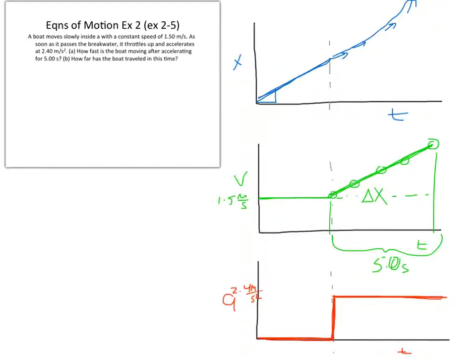This bottom area right here is just a rectangle. So I'll call that displacement 1. That's going to be 1.5 meters per second times what? Well, 1.5 is your vertical. Your horizontal is the amount of time that elapses, times 5 seconds. I left the 5.00 off right there. All right.